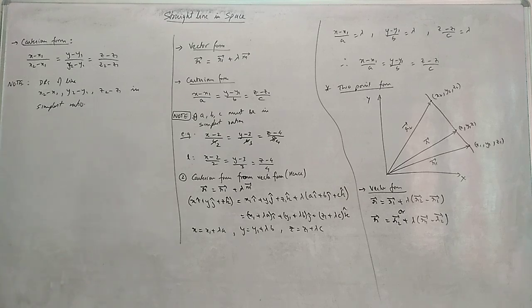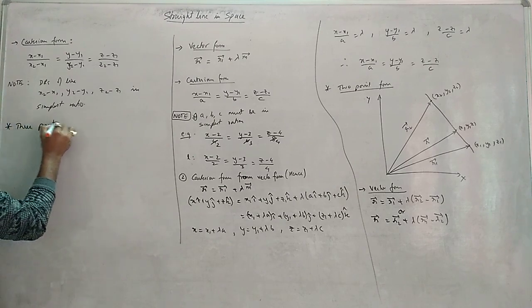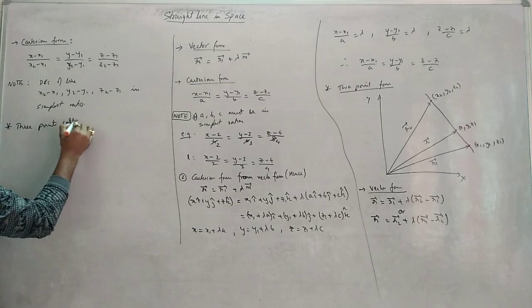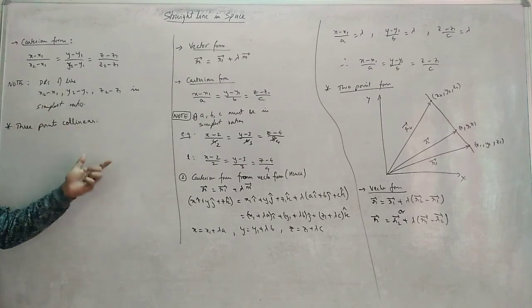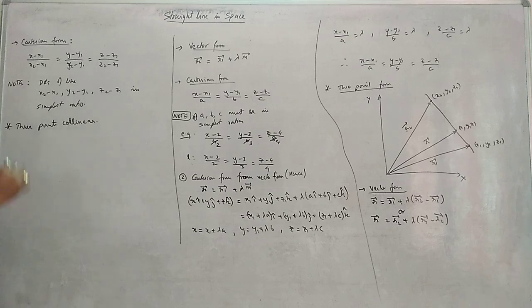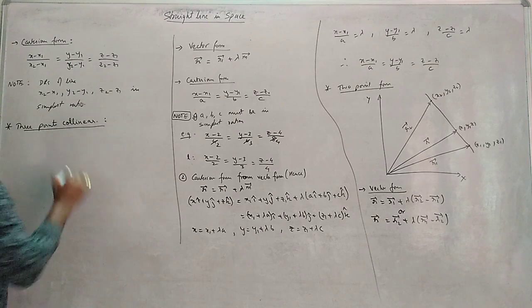Now next, how to prove 3 points collinear. This we will study in two different ways. One in the form of a straight line equation, next in the form of a shortest distance. So there are two ways to understand how to study 3 points collinear. How will we prove 3 points collinear?